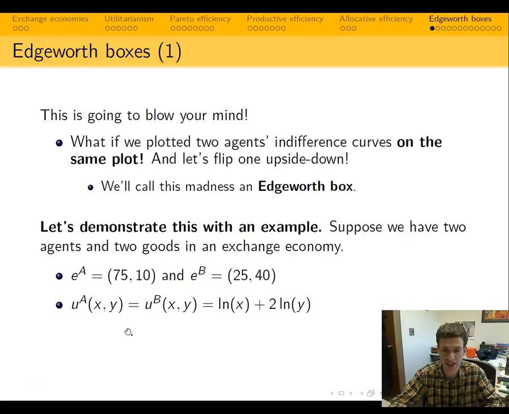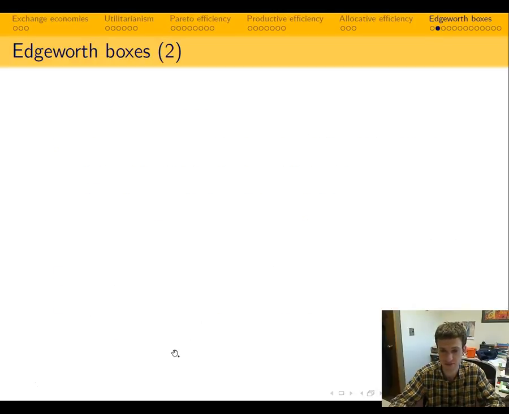We're going to give them the same utility function, so Ann's utility function is the same as Bob's. It's just log X plus 2 log Y. And let's give it a go.